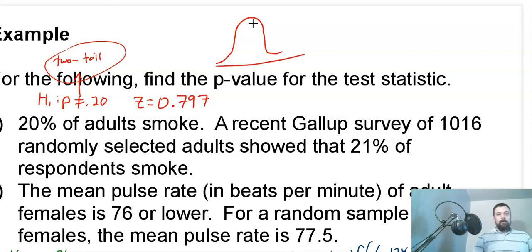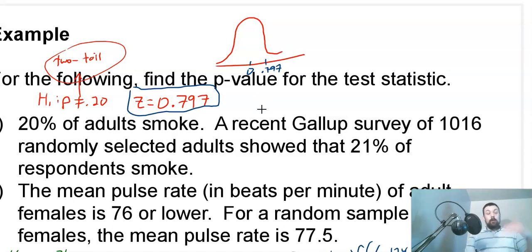Zero is going to be in the middle. The test statistic is positive, so it'll be to the right of that 0, at 0.797. And for a two-tail test, you find the area to the closest tail. So if you're closer to the right tail, find the area to the right. If you're closer to the left tail, just find the area to the left. So it could go either way for a two-tail test.